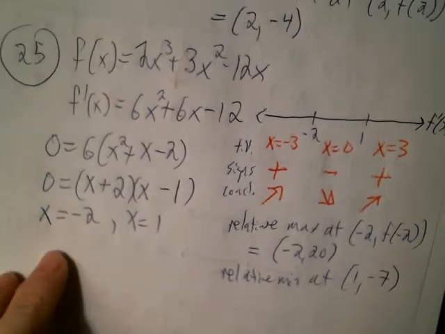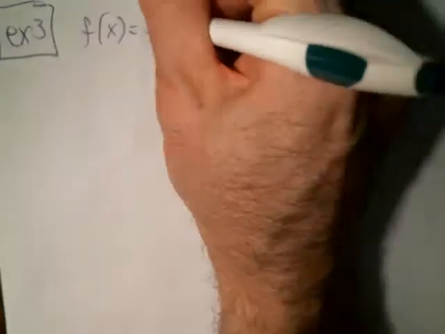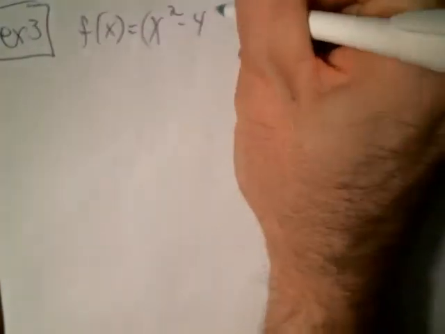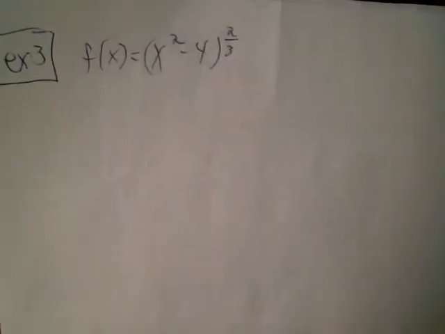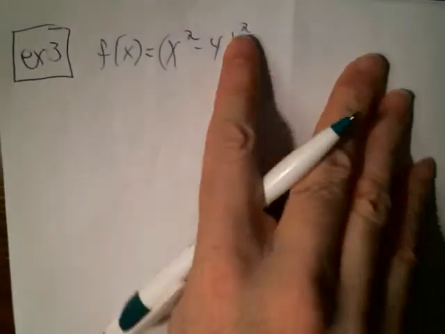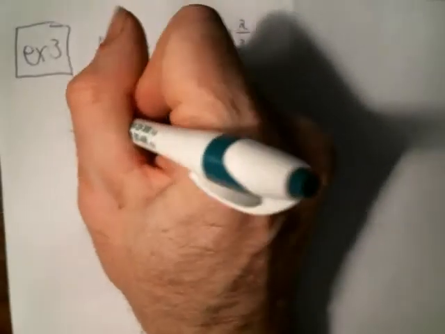Okay, let's look at just 2 more examples, and we'll call it quits. So this is example 3 from the book. And we have f of x equals x squared minus 4 to the 2/3. Okay, the domain of this thing is all real numbers, but I think when we get its derivative, there's going to be some issues, right? So let's look at the derivative.